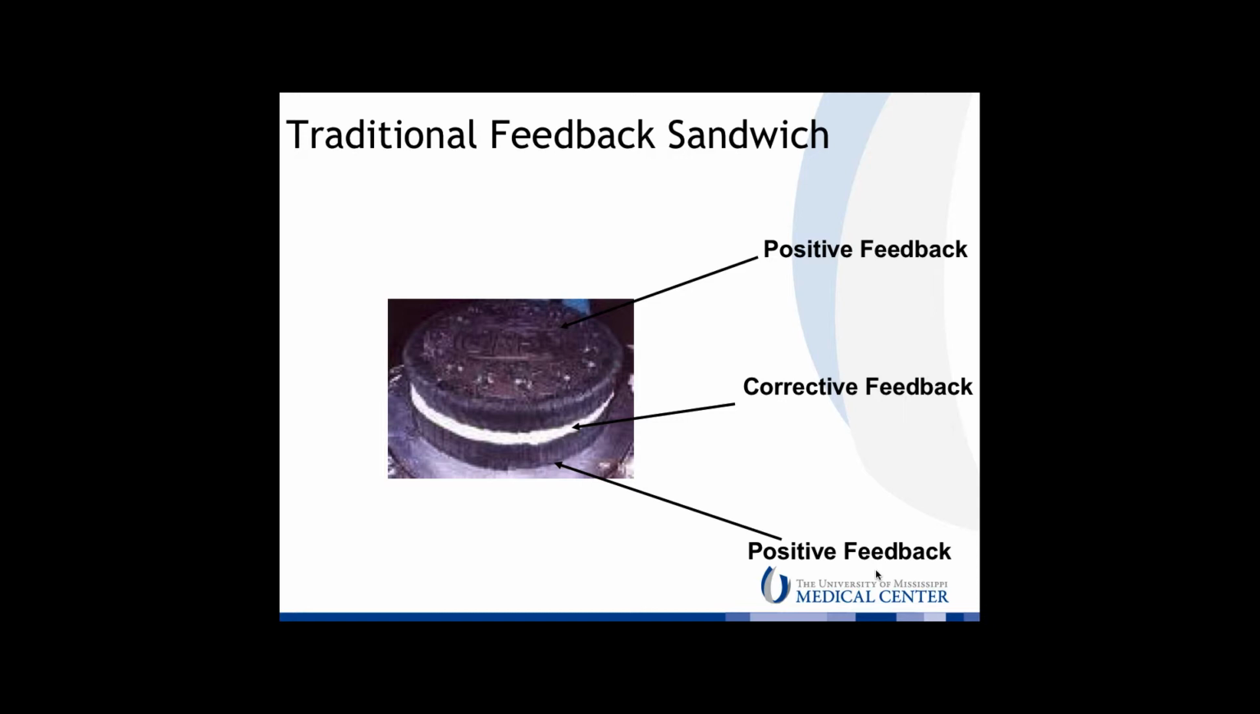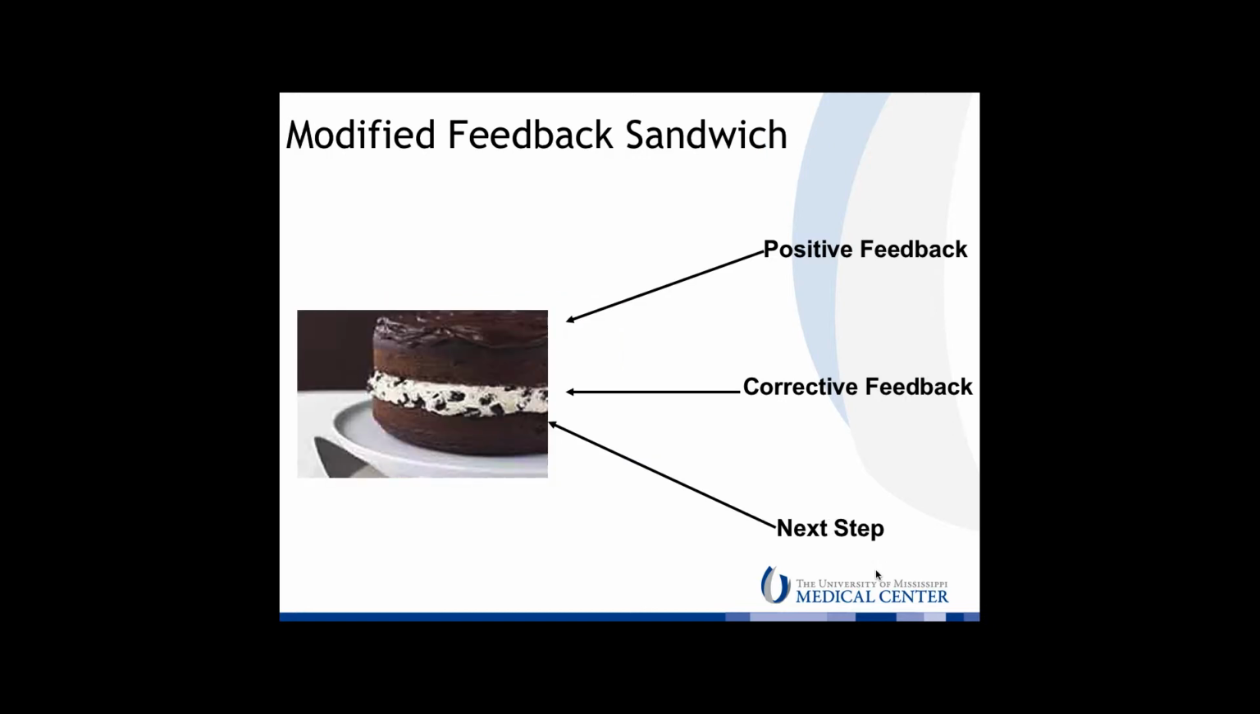So there's the modified feedback sandwich, which is the positive feedback, then the corrective feedback, and then the next step. You give them something positive, you give them something to work on, and then you say, okay, this is what we can do next in order for you to get better, or what do you think you can do to improve on that, whatever the case may be. So remember, positive, corrective, and then the next step. I had a video, but I don't think it's going to play. It's a soccer coach who talks to a soccer player and uses the modified feedback sandwich.